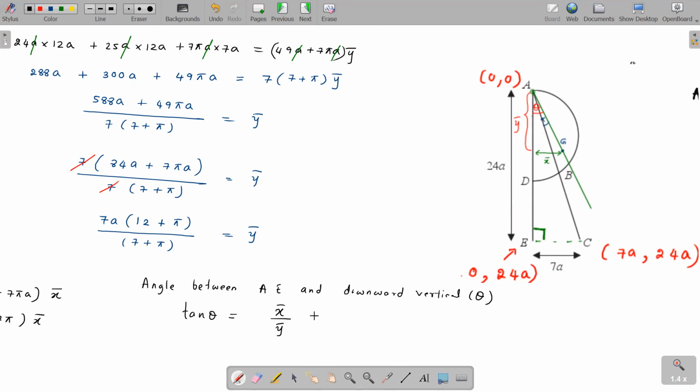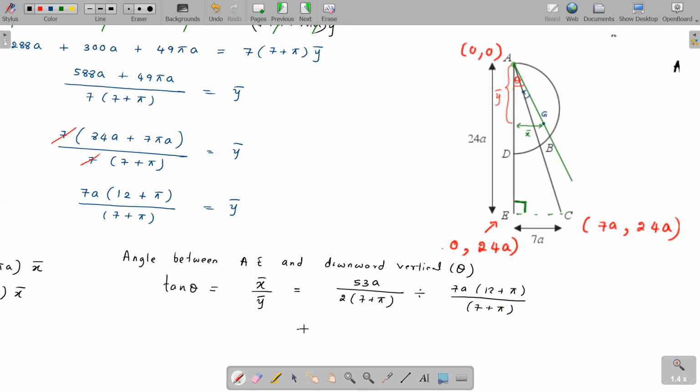Can I know the X bar value? The X bar value which we found earlier was 53A over 2 times 7 plus pi. This should be divided by 7A times 12 plus 5 over 7 plus pi. Do you agree with the way I'm writing? Instead of writing the division down, I wrote it with this sign. It's easier for us to cut, right? So again, 53A over 2 times 7 plus pi, times 7 plus pi over 7A times 12 plus 5.